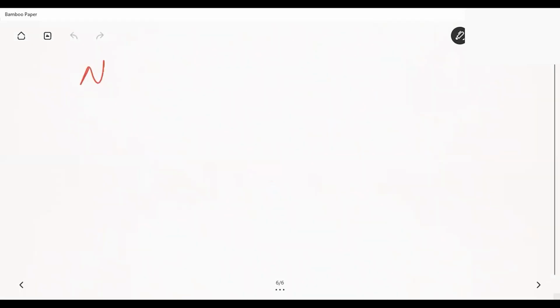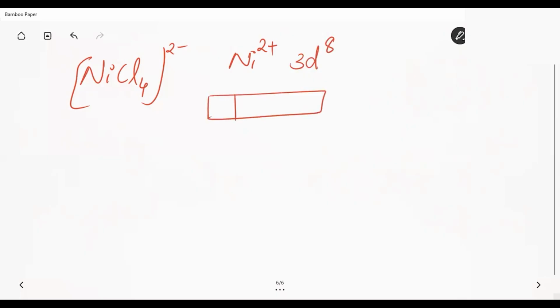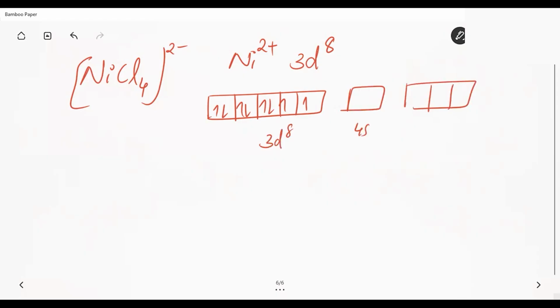Very simple. NiCl4 2 minus. Here nickel is in +2 oxidation state, so that is 3d8. Then just draw this 3d8: 1, 2, 3, 4, 5, 1, 2, 3, 4, 5, 6, 7, 8. There are no s or p electrons. 3d8 is the configuration of Ni2+. Now you can do it directly, no need of finding nickel, then nickel 2 plus.